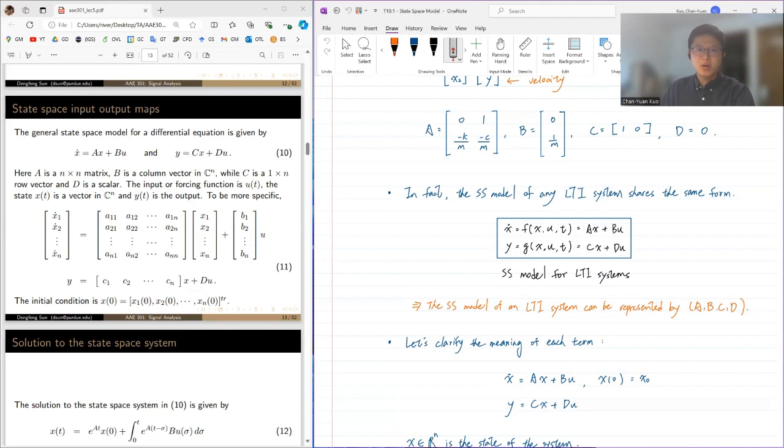In the state space model of the mass spring damper system, which is a linear time invariant system, we see that the state dynamics can be expressed in the form of x dot equals Ax plus Bu, and the output equation can be expressed in the form of y equals Cx plus Du. In fact, this applies to all linear time invariant systems. Therefore, we can specify the state space model of a linear time invariant system in terms of the matrices A, B, C, D.